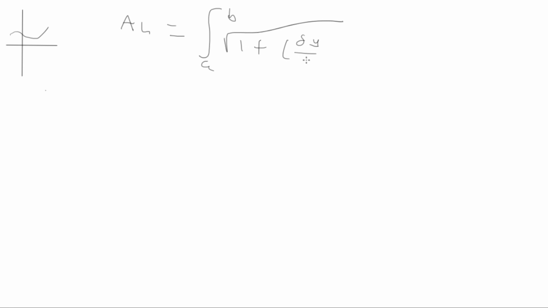So if I had a curve, and if I wanted to find the arc length of this arbitrary curve, then we know that the arc length formula is the integral from a to b of the square root of 1 plus the derivative of y with respect to x, squared. But how is this formula actually derived?